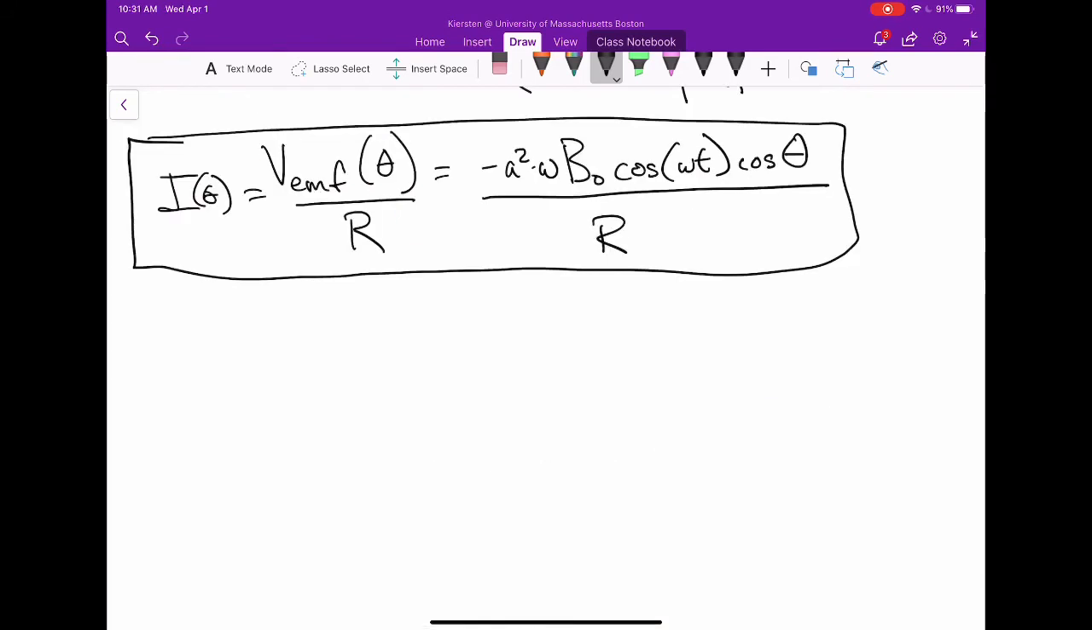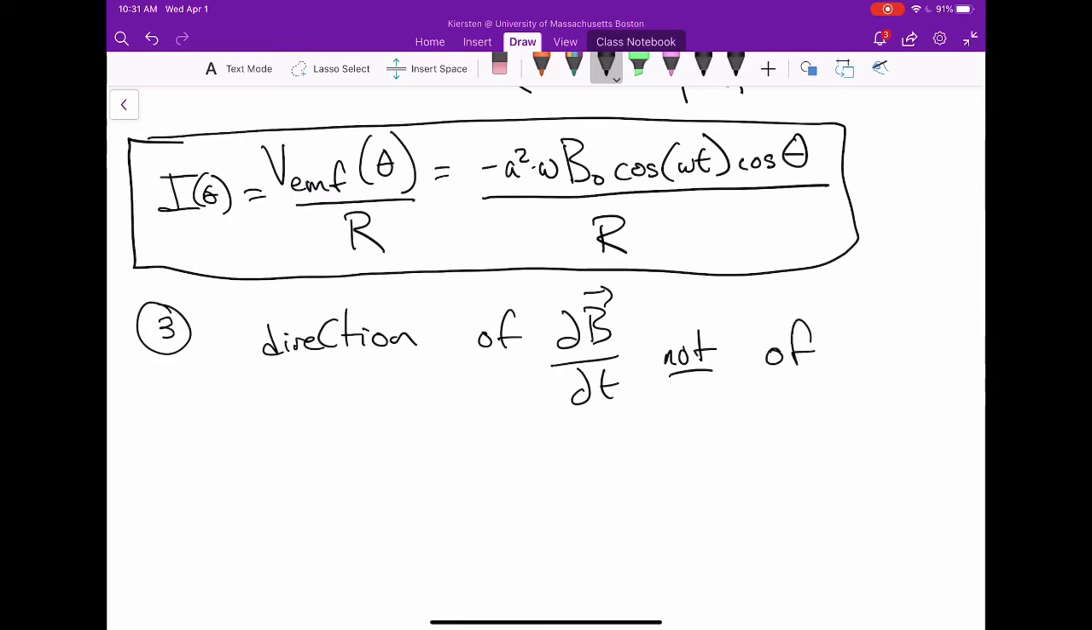The rest of this problem are a couple of conceptual topics that we need to talk about. First of all, in part 2 here, we cared about the vector direction of that time derivative, not of the magnetic field itself. And the reason for that is, yes, it is possible for these two things to be in different directions.